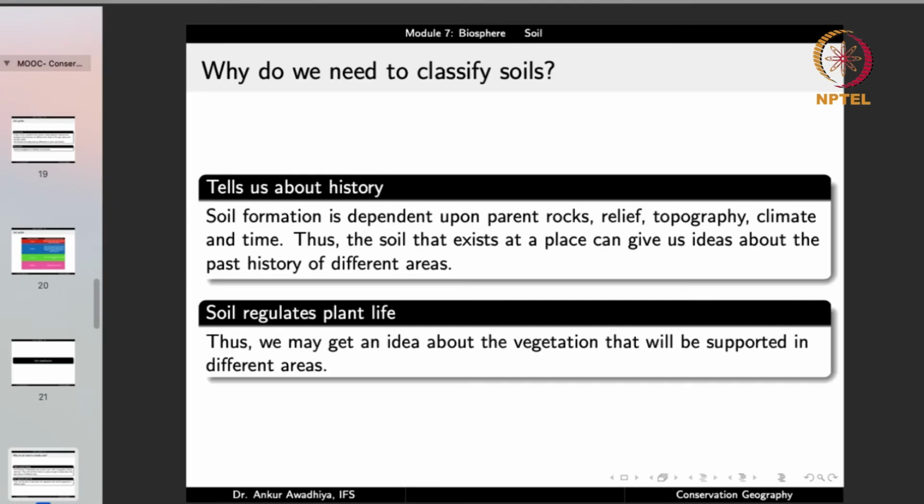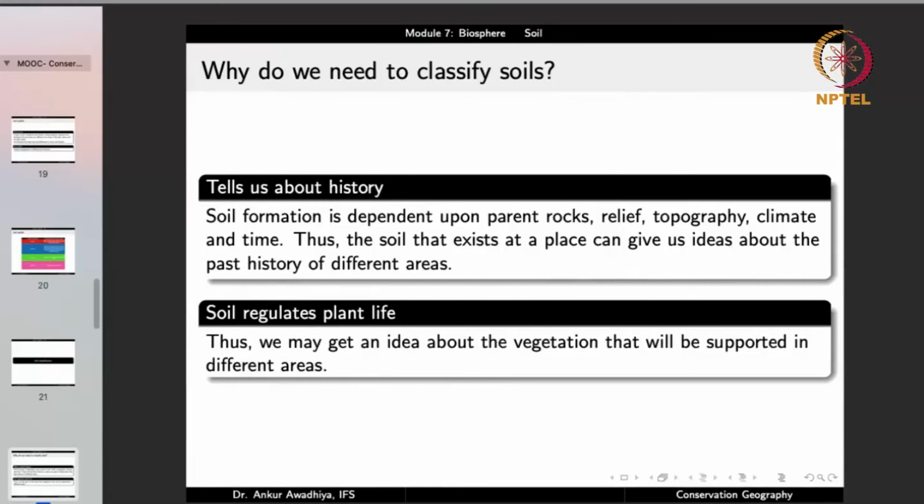And soil also regulates plant life. So we get a good idea about the vegetation that will be supported in different areas, the kind of biodiversity that different soils will be able to support. Now this is why we classify soils.